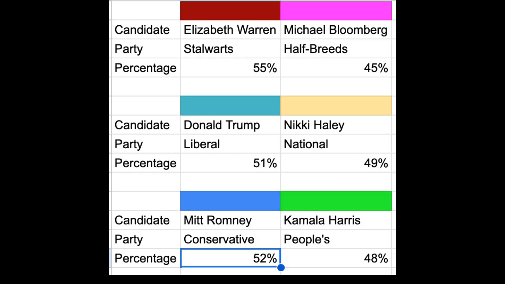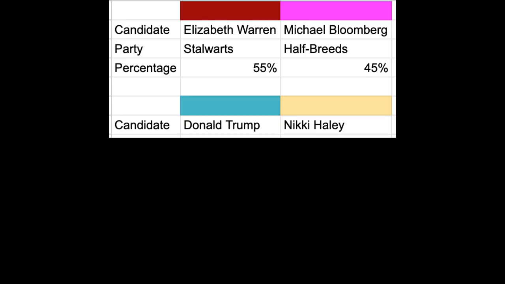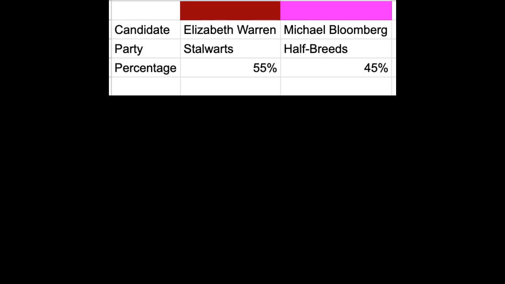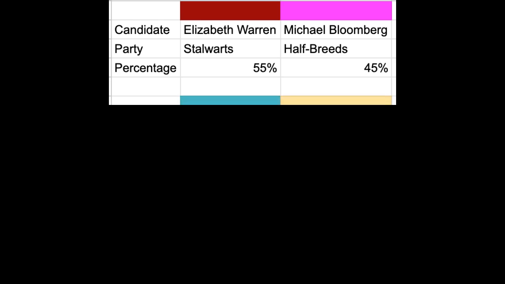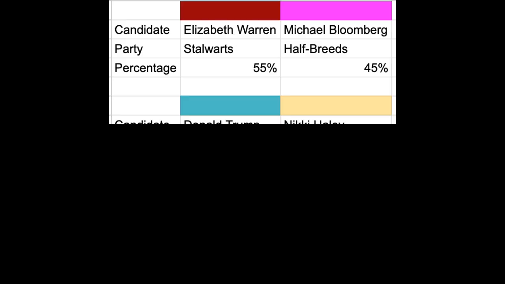In the North, we have the Stalwarts, a radical and almost socialist party under President Elizabeth Warren, and the Half-Breeds, a liberal and nearly center-right party under former Mayor Michael Bloomberg. This leads to that presidential debate encounter between Warren and Bloomberg, which obviously destroys Bloomberg's candidacy, because Warren's a great debater.